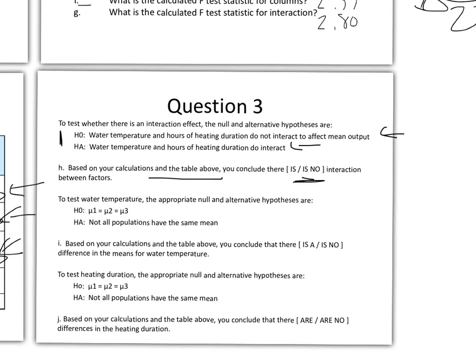If I can find the pencil, I will circle that. Is no interaction. All right, so that is our first test. So we passed that first hurdle. There's no interaction, so okay, our tests are valid.